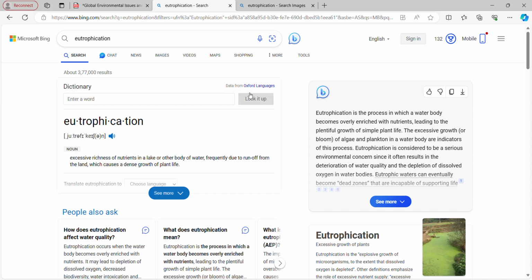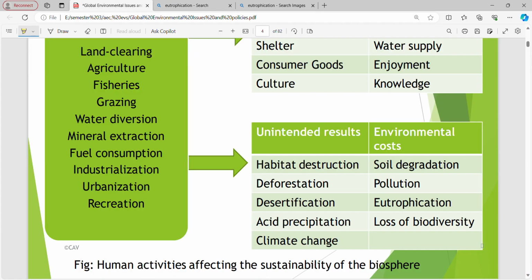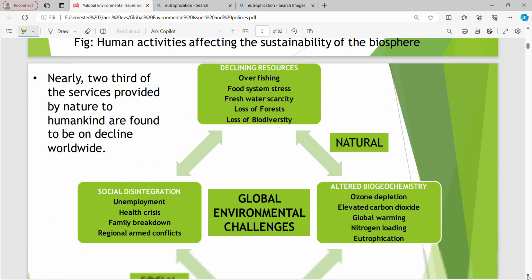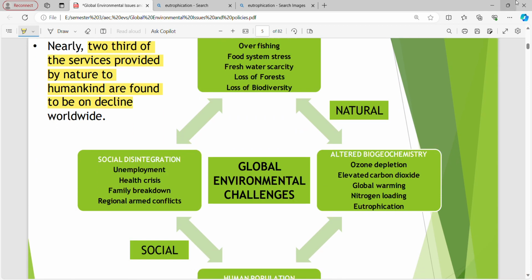There is a lack of sunlight. So that is eutrophication. Let's move to the next part. Nearly 2/3 of the services provided by nature to humankind are found to have declined in this world by this time. 2/3 of the services, okay.